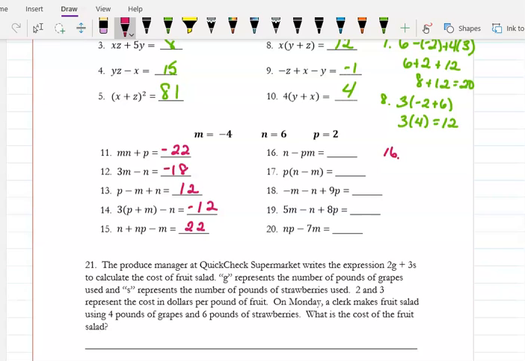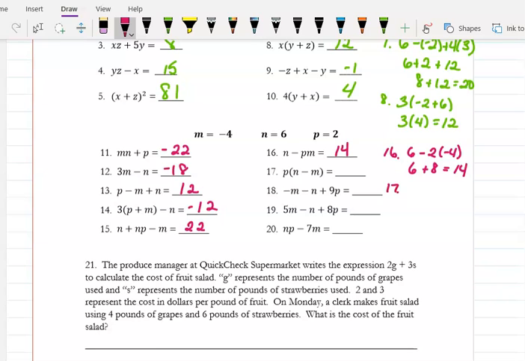Okay, number 16, n minus p times m. So let's go 6 minus 2 times negative 4. So remember, multiply first, so keep that 6, and then multiply. Negative 2 times negative 4 is positive 8. And then 6 plus 8 is 14.